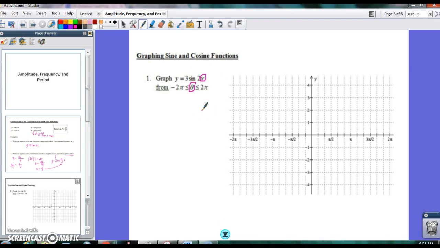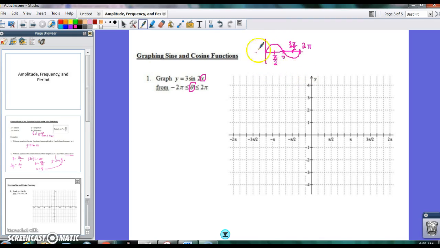Okay, so the first thing I need to do is think about the sine graph. We talked about the sine curve yesterday, and we said it has this general shape where it does this, right? And this happens at pi over 2. That's a pi there. Here is pi. Here is 3 pi over 2. And the end here happens at 2 pi. That's just a straight y equals sine x graph. That's the shape of it. That's where it hits its max and its mins and its zeros.